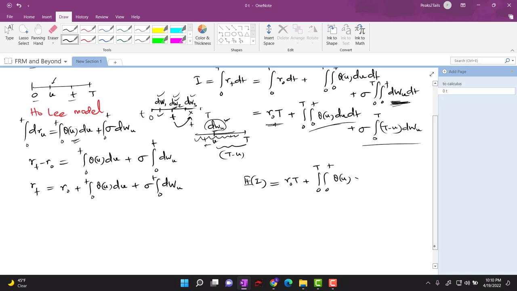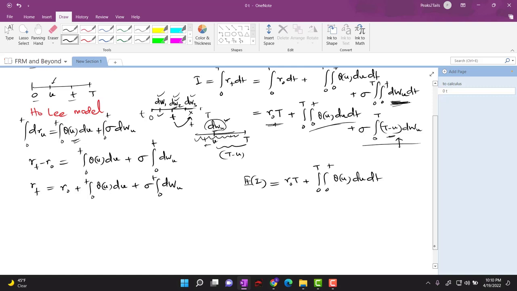Why? The expectation of this quantity is 0. That is what we saw just now, right? Ito integrals have an expectation of 0. This is a deterministic time-dependent term which scales the Brownian increments. And expectation of each dw is 0. So the overall expectation of this integral is 0. So this is my expectation.